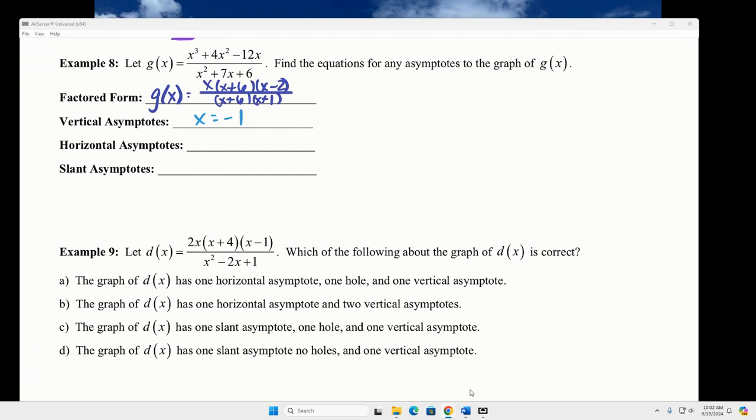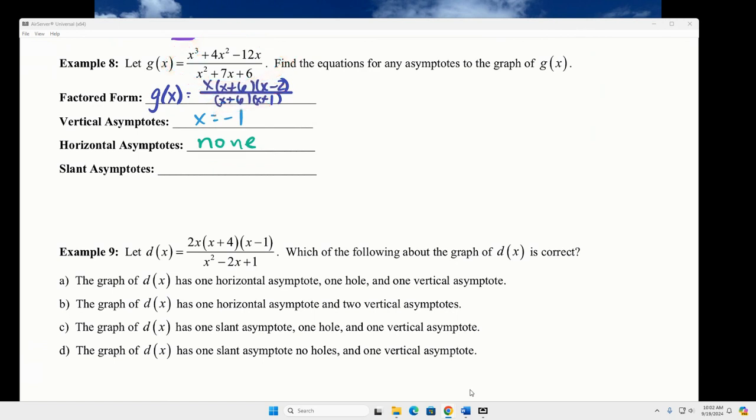Does this one have a slant asymptote? Sorry, I said the wrong thing. Does this one have a horizontal asymptote? No. So when we are deciding about horizontal and slant, we look at the original. We don't look at the factored. I mean, you can, it's just more work. So because the numerator degree is bigger than the denominator, there is no horizontal.